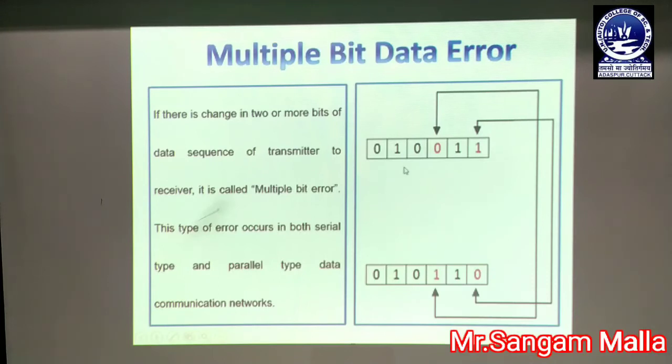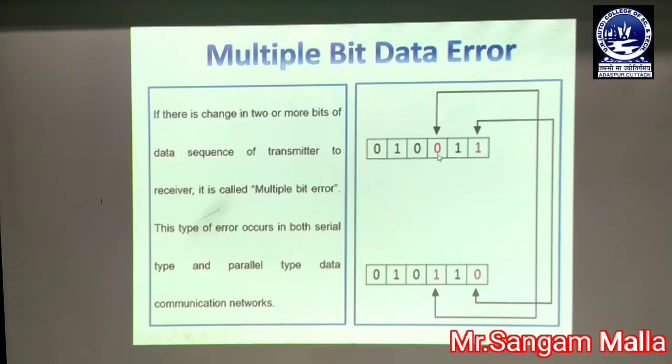So you can see that the data sequence bits on the sender side is 0 1 0 0 1 1, whereas when it has been received at the receiver side it has been changed to 0 1 0 1 1 0. So you can see that the bits in the sender side, that is 0 and 1, have been changed to 1 and 0. In the fourth position the 0 has been changed to 1 and in the sixth position the 1 has been changed to 0.